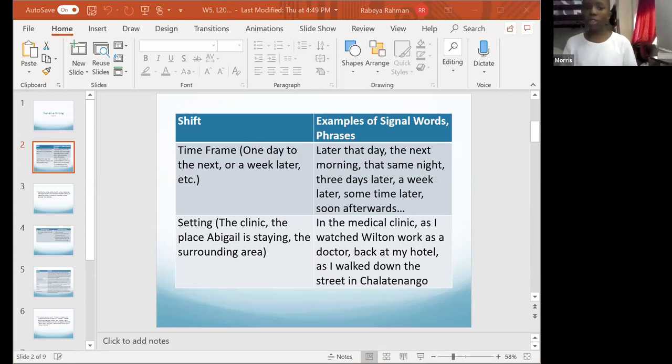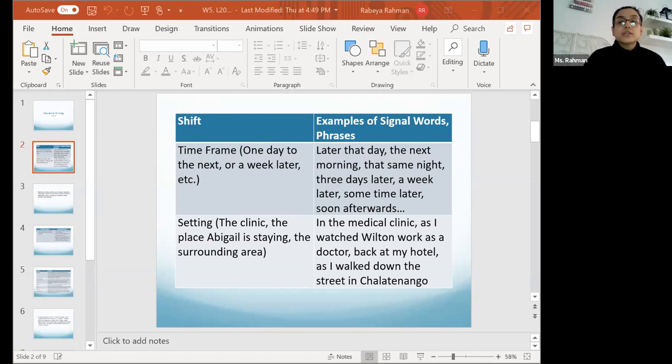Does that mean we have to draft, and while we're drafting, we add in the shifts? Yes, only if there is a reason for you to have a time or setting shift, right? There's no reason for you to include these phrases if you aren't having a shift.